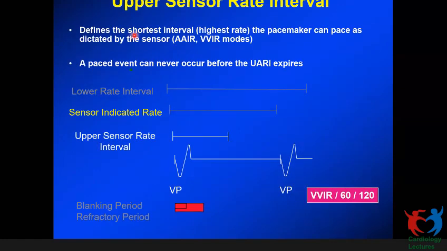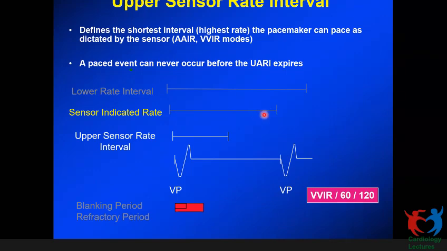So coming back to the timing interval of the sensor indicated rate. We program a lower rate interval, let us say 60 beats per minute, which is 1000 milliseconds. And in this case, we programmed an upper sensor rate of 120 beats per minute. No matter how active the patient is, the pacemaker will not pace the patient's heart at a rate faster than 120 beats per minute. But for all other activities, which are in between in magnitude, between the lower rate and the upper sensor rate, the pacemaker will be providing a near appropriate rate for that patient to be paced.